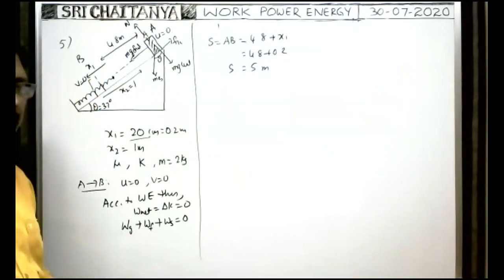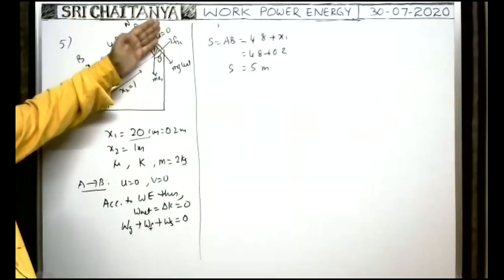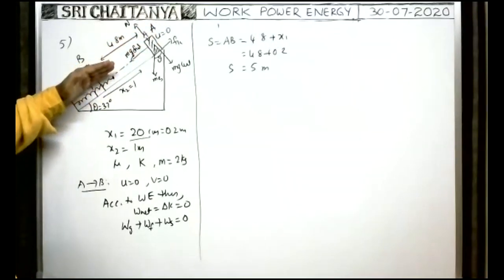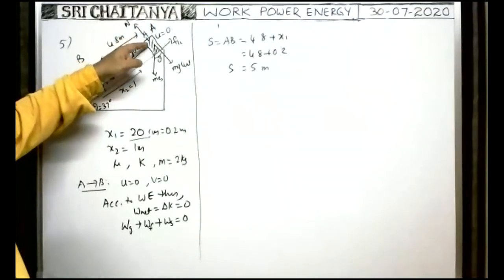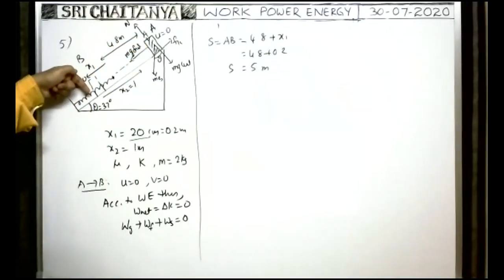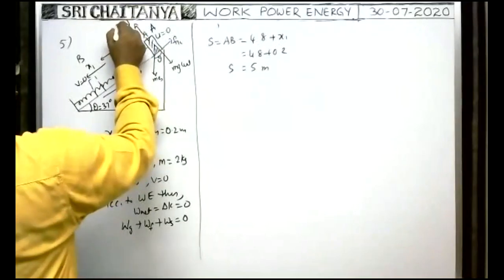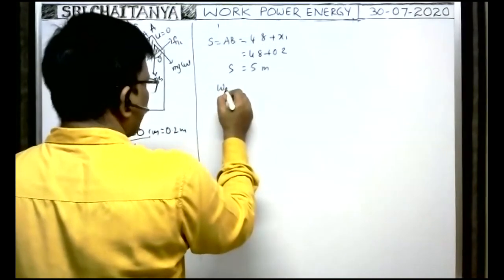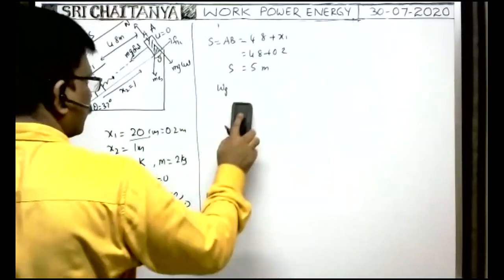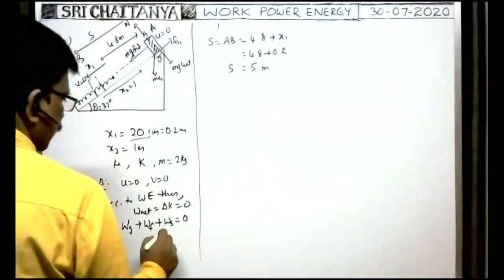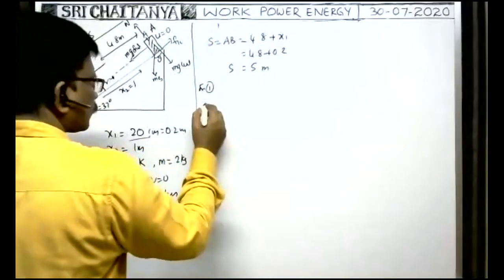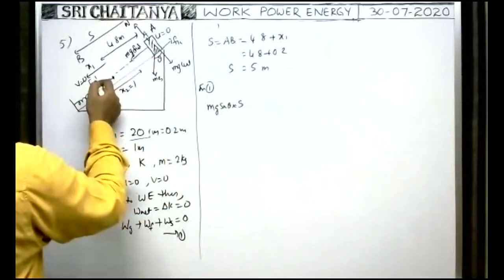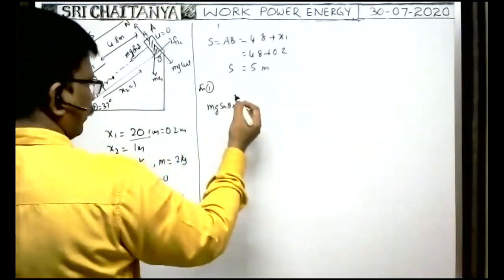Now you tell me, what is the work done by gravity? The actual weight acts in this direction, whereas the block is moving in this direction. Along the direction of motion of the block, the weight component is mg sin theta. With this weight component, the block travels a distance s, which is 4.8 plus x1. Substituting from equation 1, work done by gravity is mg sin theta into the displacement s, which is equal to 5.